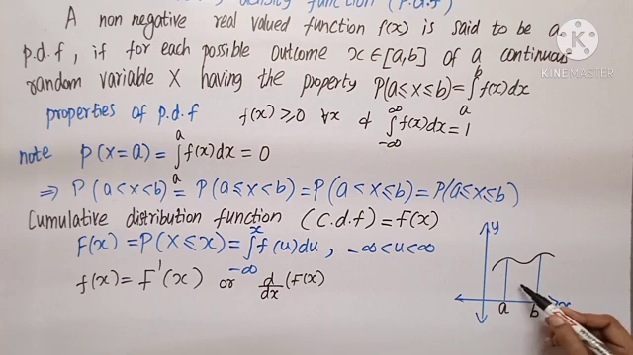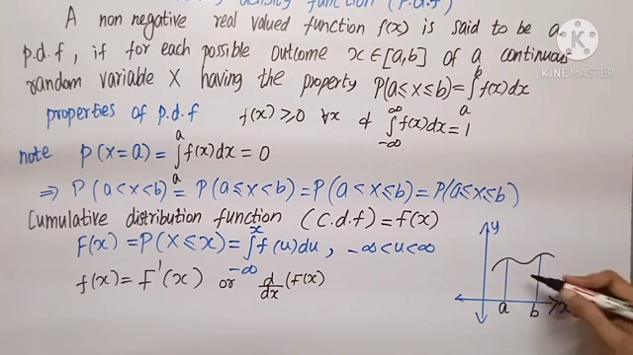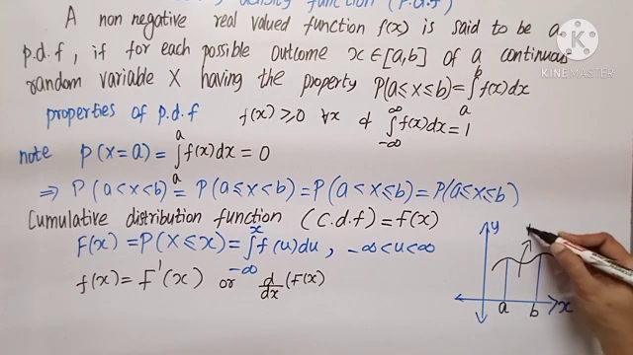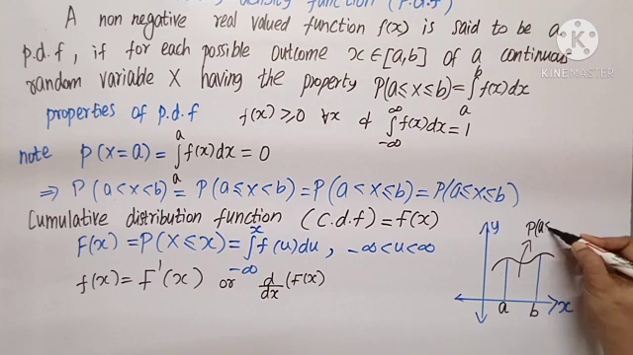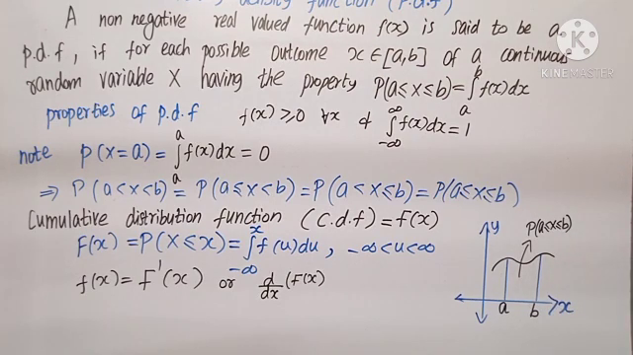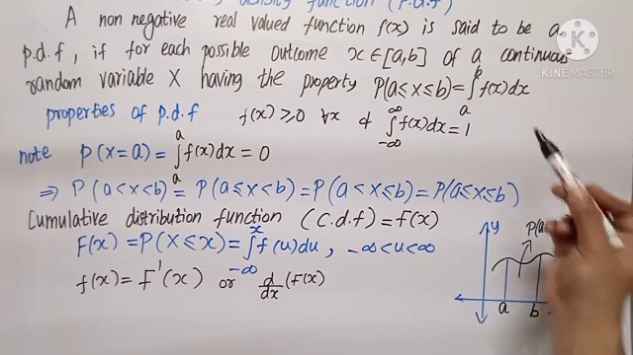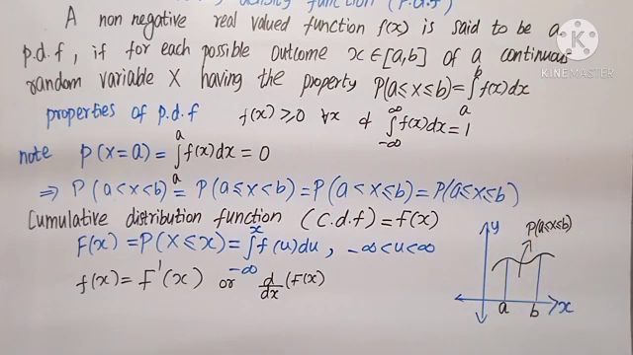Where is x? x is here. So this area between A and B under the curve we call the probability of A less than or equal to x less than or equal to B. How to find it out? It is defined as the integral from A to B of f of x dx.